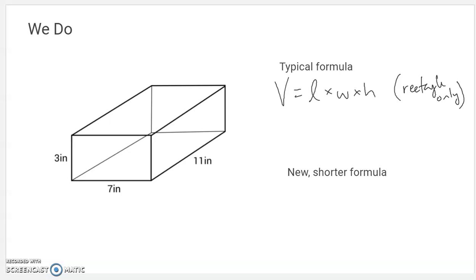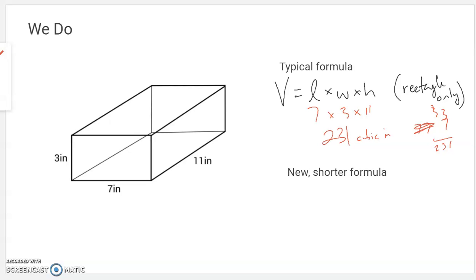So when you learned that formula in 5th and 6th grade, you would have just looked at this and said, the length is 7, and the width is 3. Again, it doesn't matter which is which. And that's 11. And that would be 21. Let's do 7 times 33. Okay, 231, something like that. 231 cubic inches. So that's the old formula.